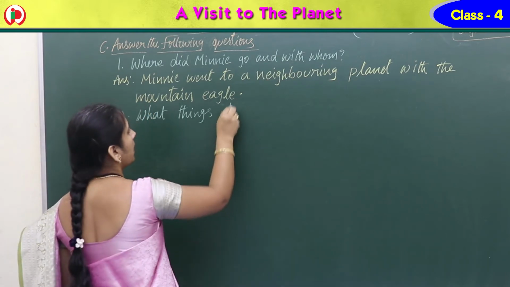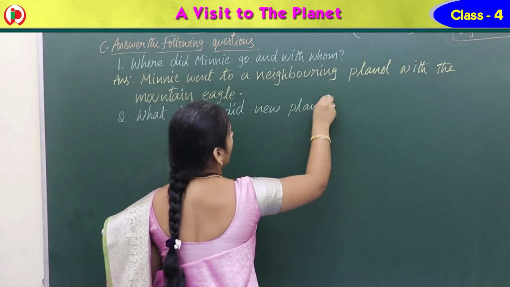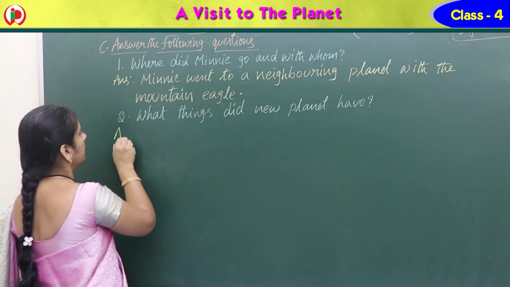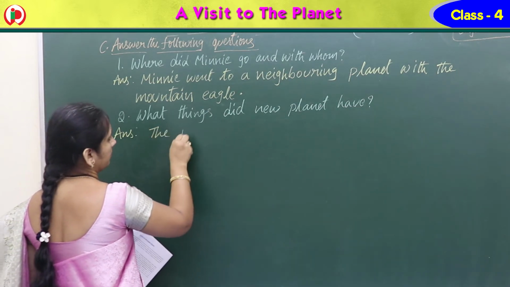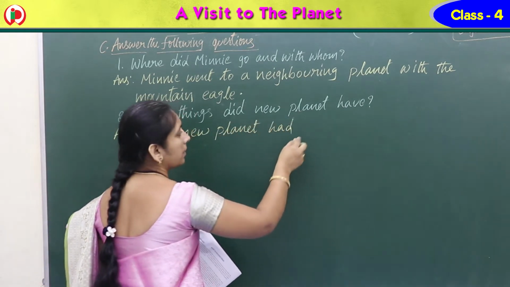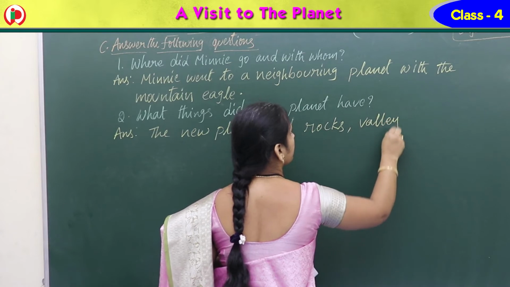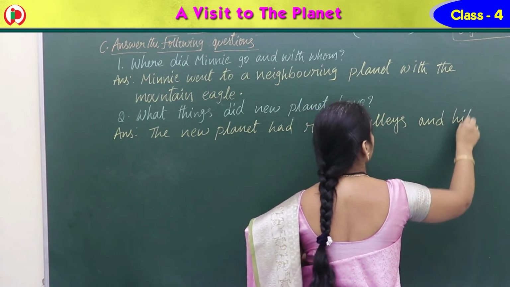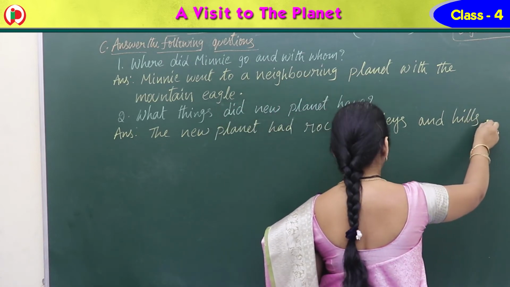What things did the new planet have? Right answer for this. The new planet had rocks, valleys and hills. The new planet had rocks, valleys and hills.